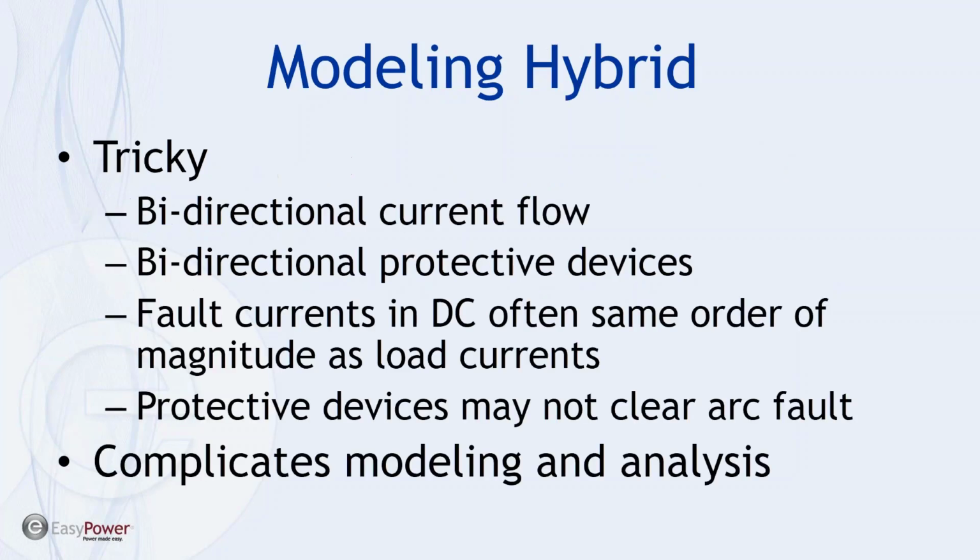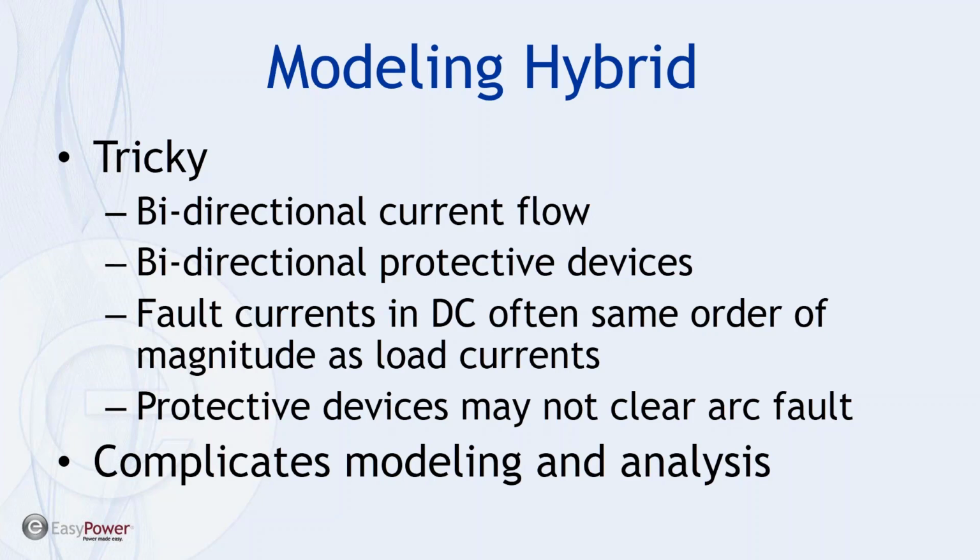Now, as I mentioned, the topic is tricky because there's bidirectional current flow when analyzing a fault, compared to the normal current flow for typical operations. This requires bidirectional protective devices, which is not so much a problem with fuses, but it can be a significant issue when it comes to low voltage power circuit breakers or even molded case circuit breakers.